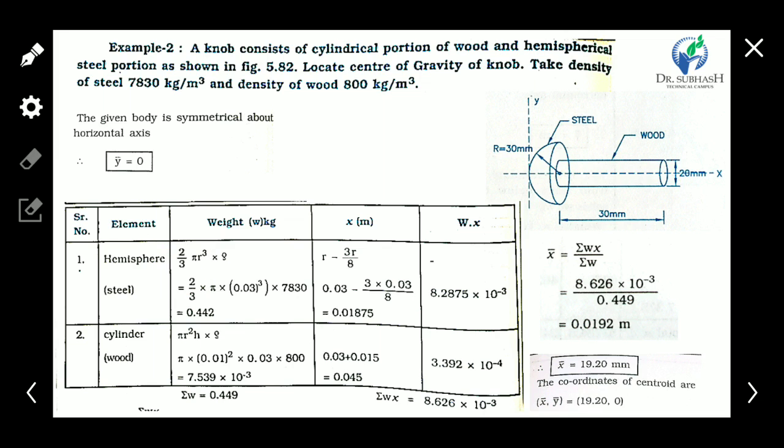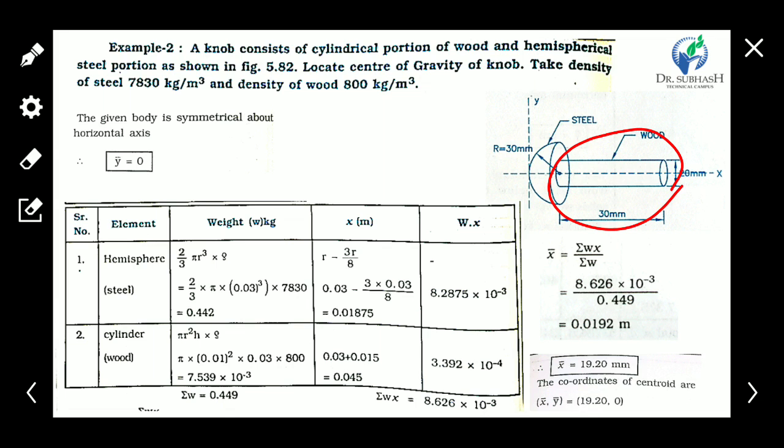So r is given, the radius is 30 mm, but it's converted into meter because the density is in meter, so 30 mm into meter is 0.03 meter. Radius is 0.03 meter and density is given, so directly we get the value of mass, 0.442 kg of the hemisphere.